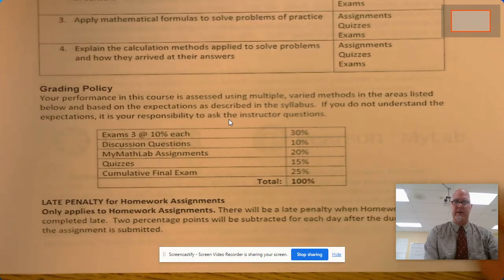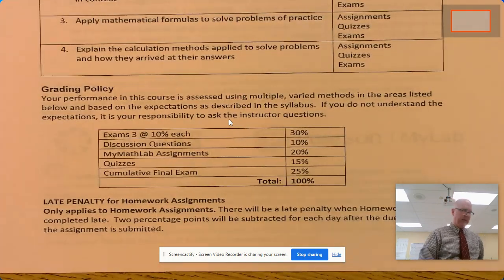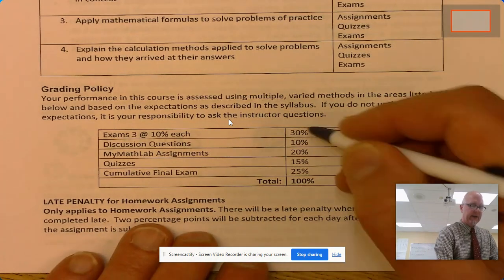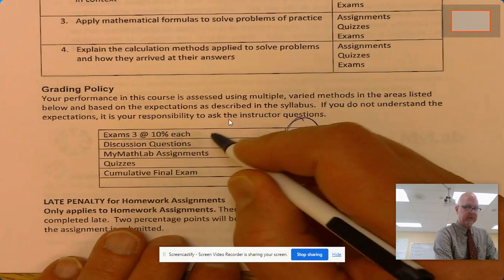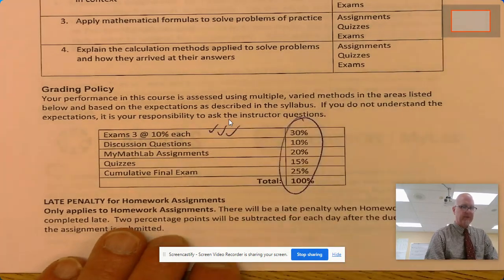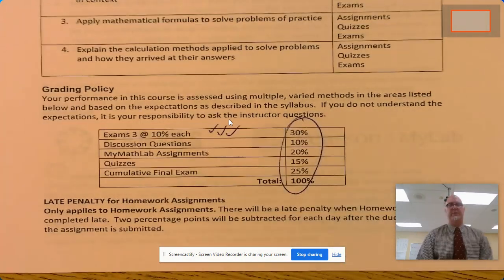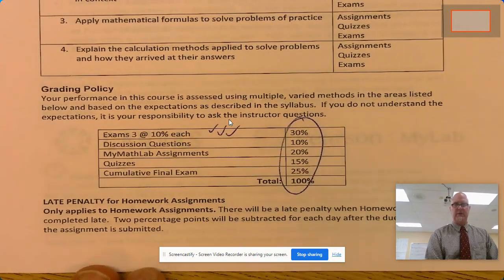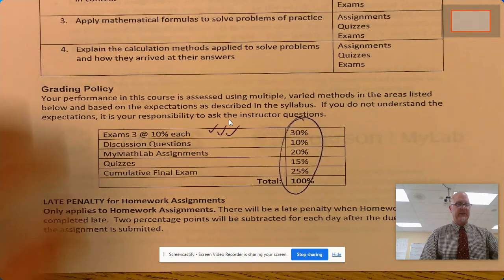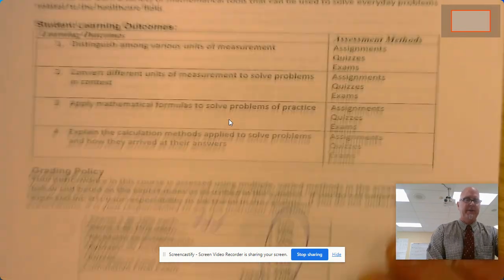Here's a page that's kind of important. It's talking about when things are being graded and how you're being graded. So you're going to be having 3 exams, 1, 2, 3, and the final. That comes out to be 55% of your grade. You're going to have discussion questions and assignments and quizzes. So you should be looking at that syllabus. It's in Canvas for you to see.